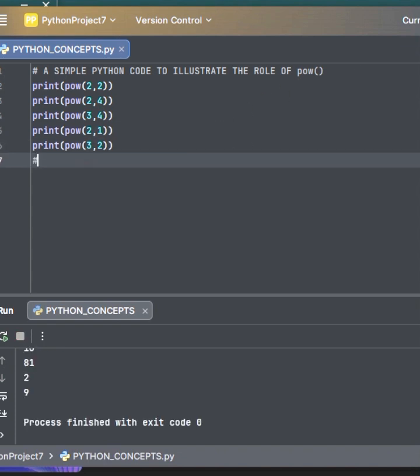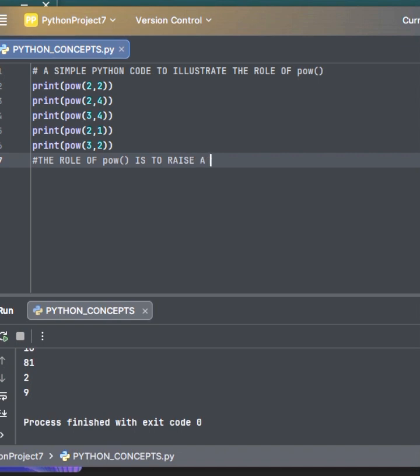Hope now we have come to an understanding of something. The role of power is to simply raise a certain number to a certain power. When we write 2 power 3, it means 2 is raised to power 3. 2 is multiplied 3 times, which will give us 8. There's something we need to understand here.